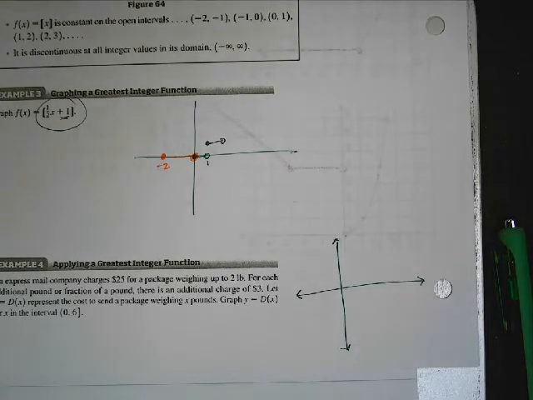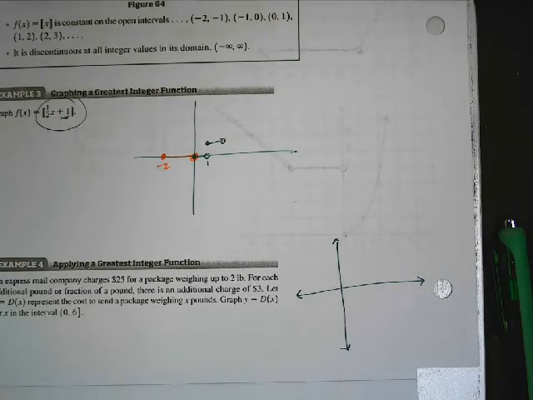Wait. This is for each additional pound. That's one additional pound, which is $3. Okay, it's $28. What if it's 3.1 pounds? Then it's $31, because we jump up. Makes sense? Yeah, it does.